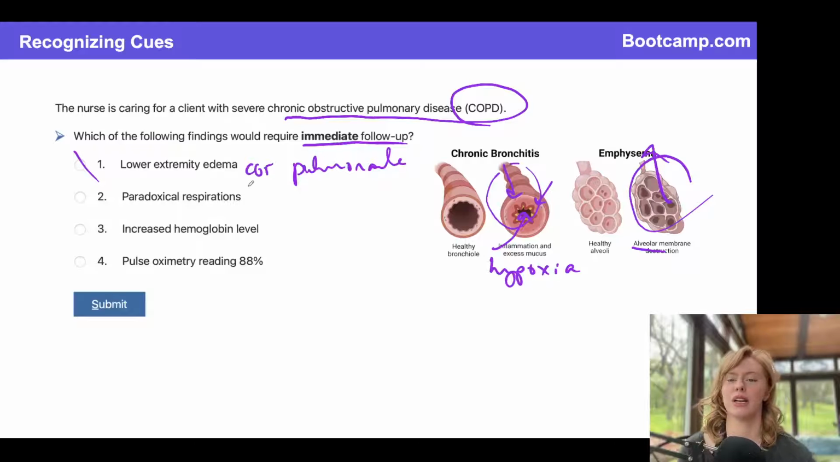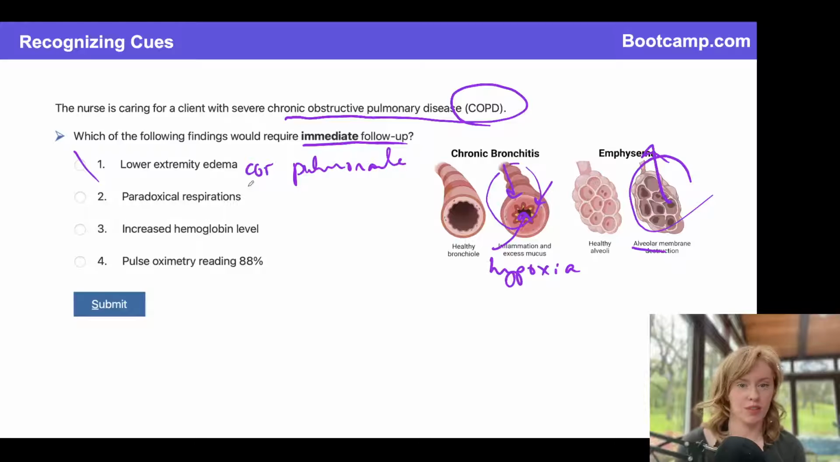Then paradoxical respirations. How do you guys feel about this option? So if you don't know what paradoxical respirations are, I want you guys all to kind of take a breath right now, just in and out, and notice that your normal breathing pattern, when you breathe in, your chest wall and abdomen rise, and then when you breathe out, they fall. And so that's normal. Paradoxical respirations are the opposite. So when the patient breathes in, their chest wall and abdomen kind of suck in, and when they exhale, they go out. And so this is paradoxical.